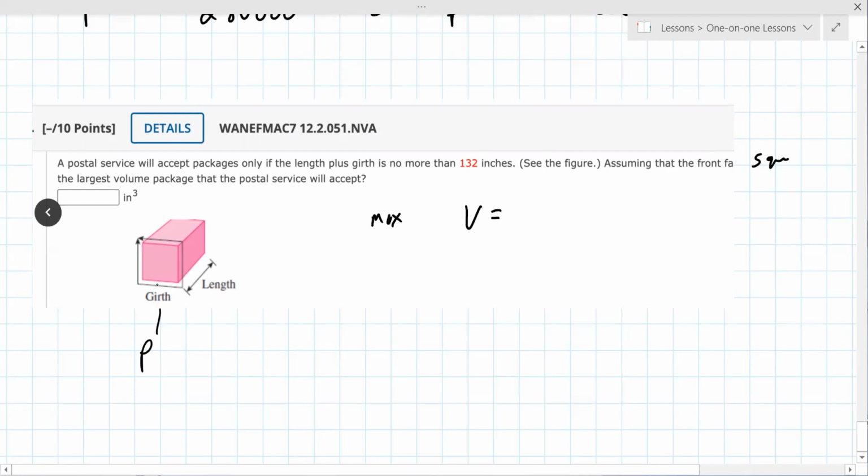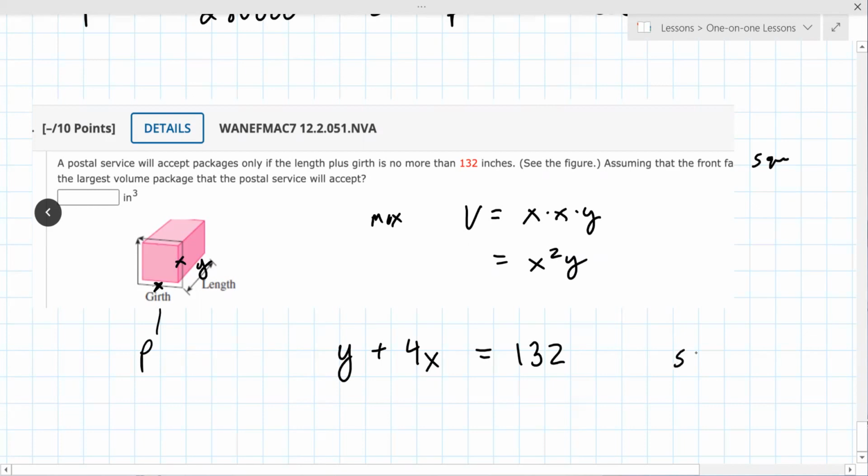If we call this front face X by X, and this length Y, the volume is X times X times Y, or X squared Y. The length plus the girth: the length is Y, the girth is X plus X plus X plus X, which is 4X. That can be up to 132 inches. Do you follow that?